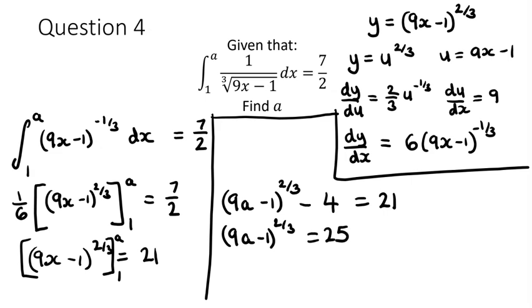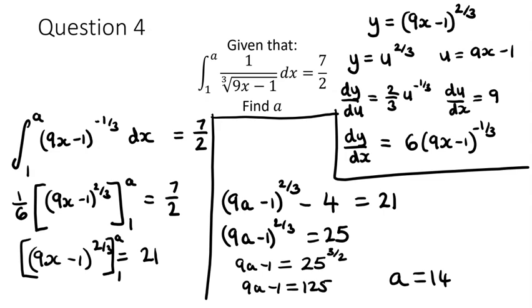And what we want to do is find out what a is. Actually, I don't need the brackets anymore. We're going to take both sides to the power of 3 over 2 to get rid of the 2/3 there. So I'm just doing both sides to the power of 3 over 2. 25 to the power of 3 over 2 is 125. Square root of 25 is 5, cube it, 125. Then add 1 to the 125, divided by 9. And we've got 14 there.